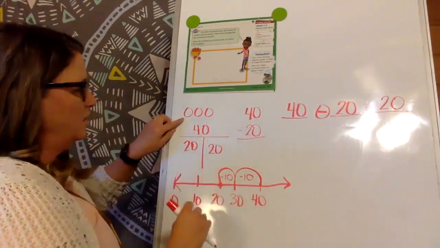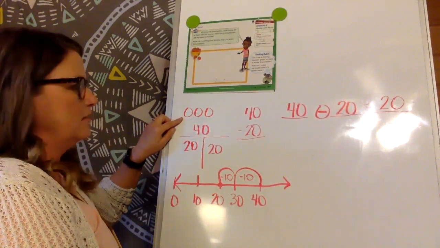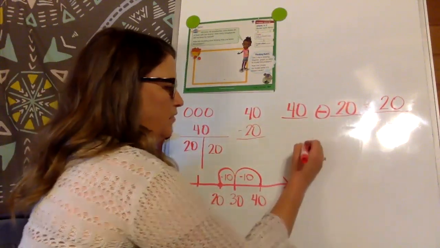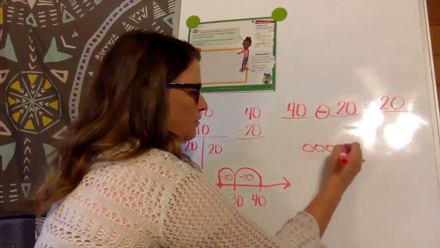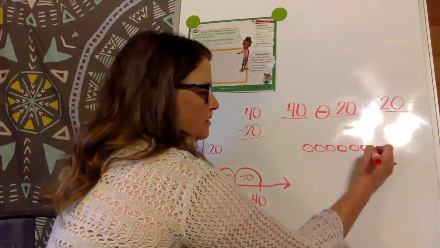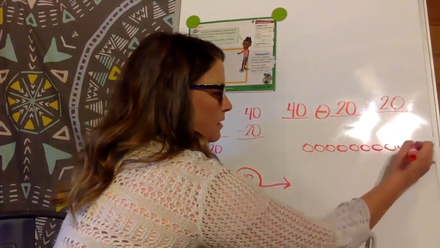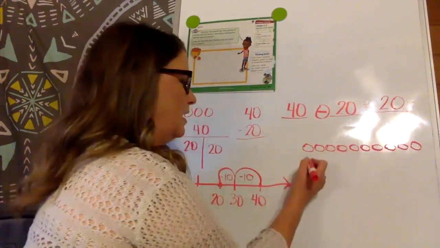Okay, I could do a drawing, but it would take me a while to do that. So she has 40, so that means I would need 4 rows of 10. So 1, 2, 3, 4, 5, 6, 7, 8, 9, 10. That's on the screen, yes, and I have to do that 4 times.